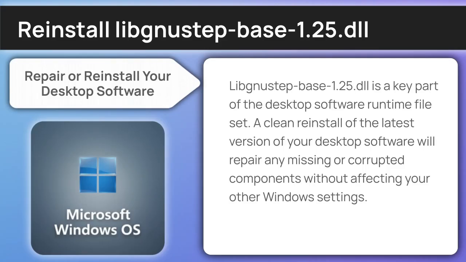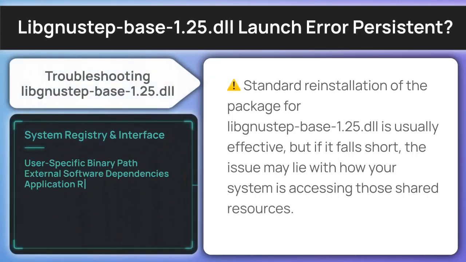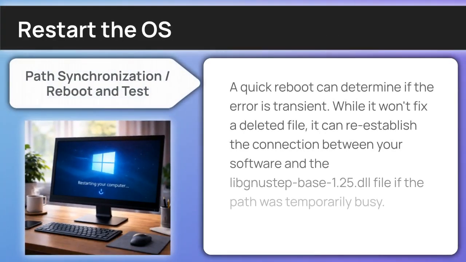If the redistributable repair didn't resolve the pop-up, the next logical step is to analyze the local environment for process conflicts. A standard restart allows the Windows bootloader to rescan your system directories and potentially recognize an unregistered libgnustep Base-1.25 component.